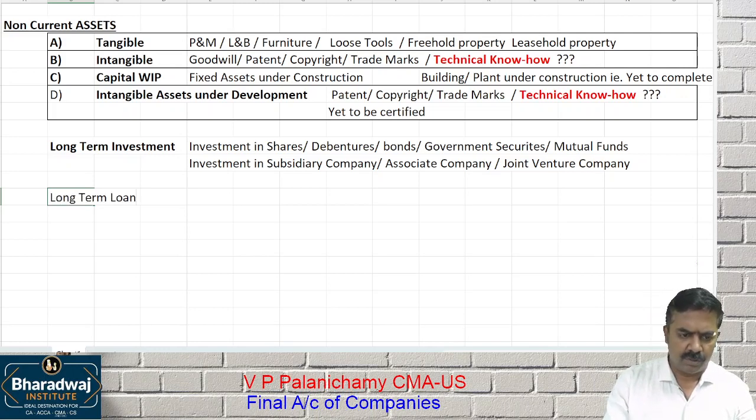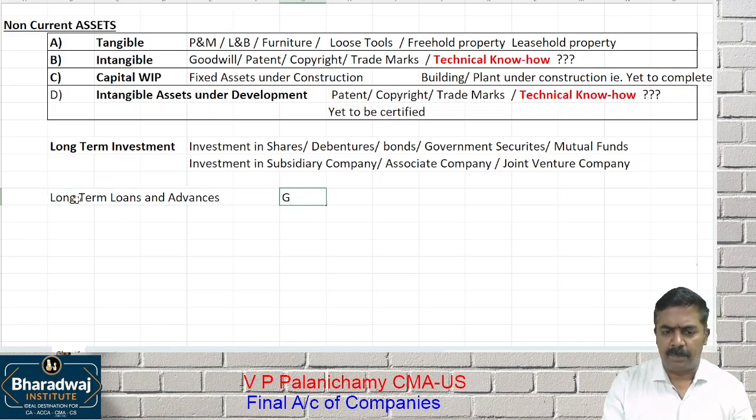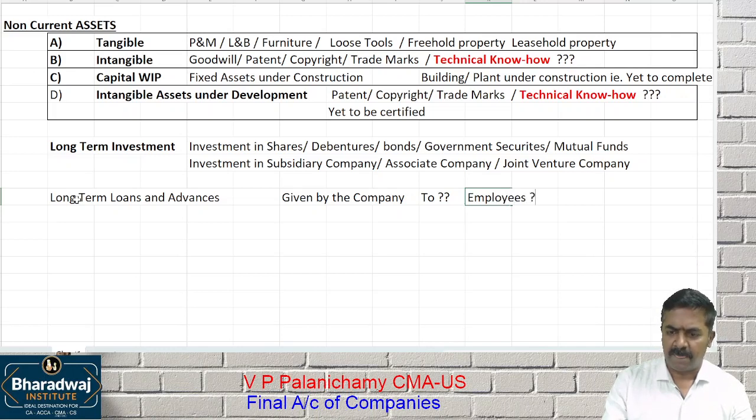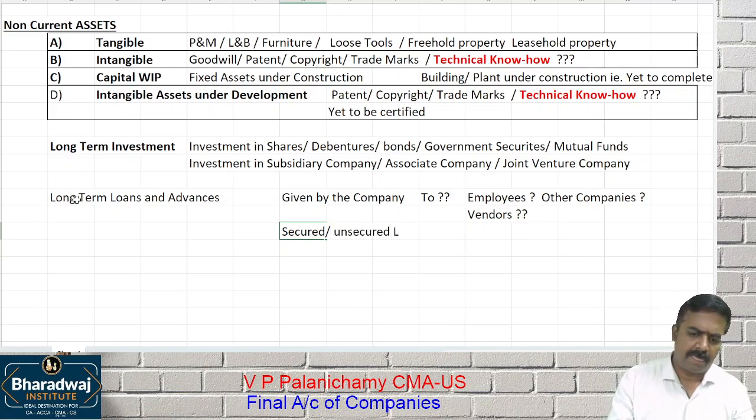Long-term loans and advances. Is it taken by the company or given by the company? Given by the company. To whom it is given? You have to give details. Is it given to employees? Other companies? Is it given to vendors? Is it secured or unsecured? Is the loan given a secured loan or what? Unsecured loan. You have to give the details about it.